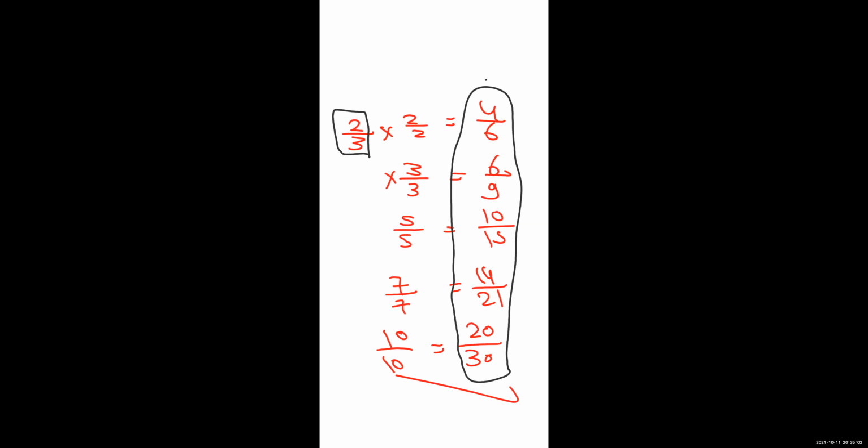So if there is a question in the test, write 3 forms for the following number, 2 over 3, multiply by 2 over 2, or 3 over 3, or 5 over 5, or 4 over 4, 20 over 20, whatever you want. If there is another question like that, write the following number in 3 different forms: 16 over 64. Now if I multiply the two numbers by 2 or 3 or 5, I will get big numbers. So I think it's easy to divide in this case.